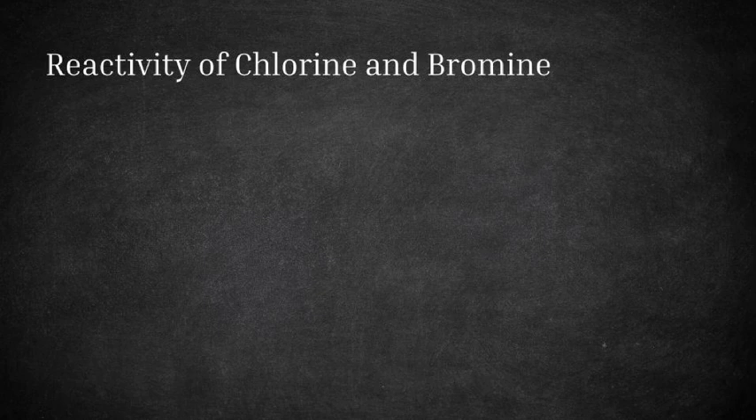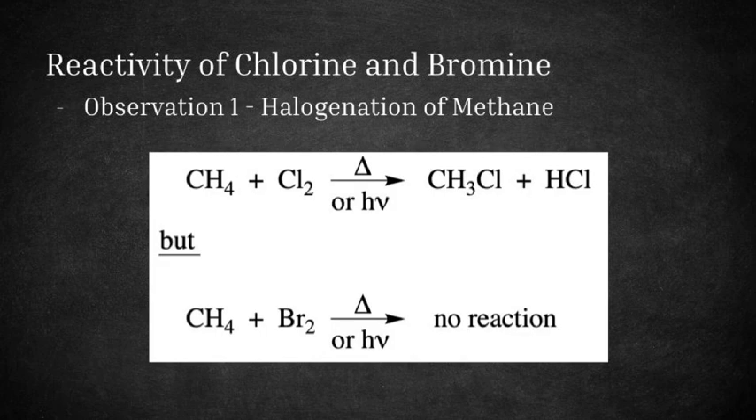Here are a couple experimental observations. Observation 1. In the halogenation of methane, methane reacts with a chlorine molecule under photochemical or heat conditions to produce chloromethane and HCl.